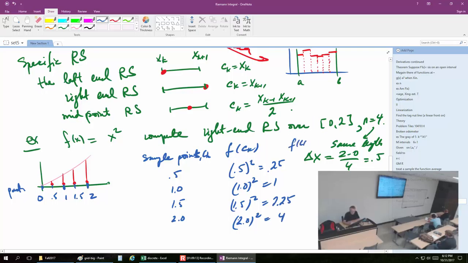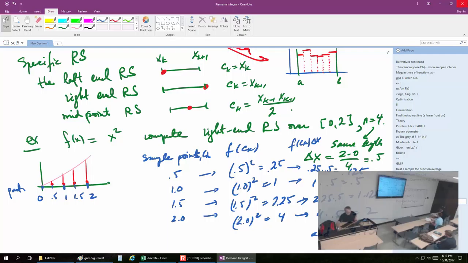So f of c_k, so these are the c_k right here, and I just square: 0.5 squared, 1.0 squared, 1.5 squared, 2.0 squared, and so I have here 0.25, 1, 2.25, and 4, okay? Now do not forget the next step is to multiply by delta x, so by 0.5. So it will be 0.25 times 0.5, which is 0.125, then 1 times 0.5, which is 0.5, 2.25 times 0.5, which is 1.125, and 4 times 0.5 is equal to 2. Add.